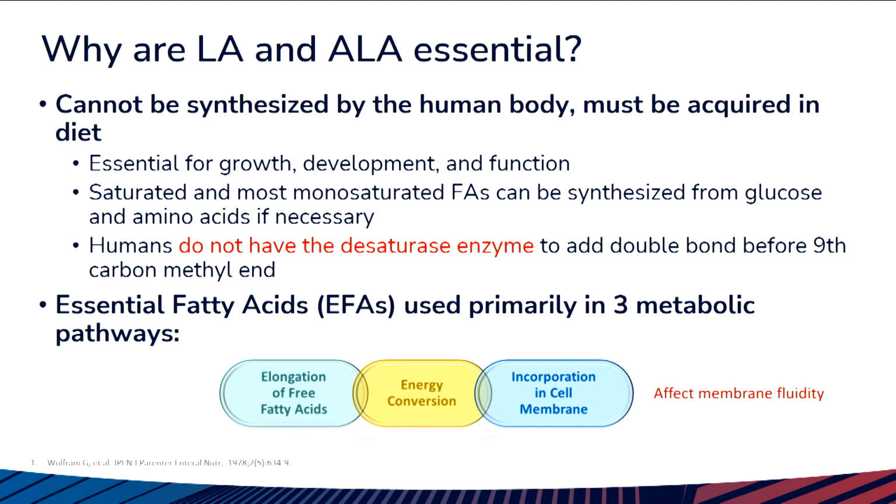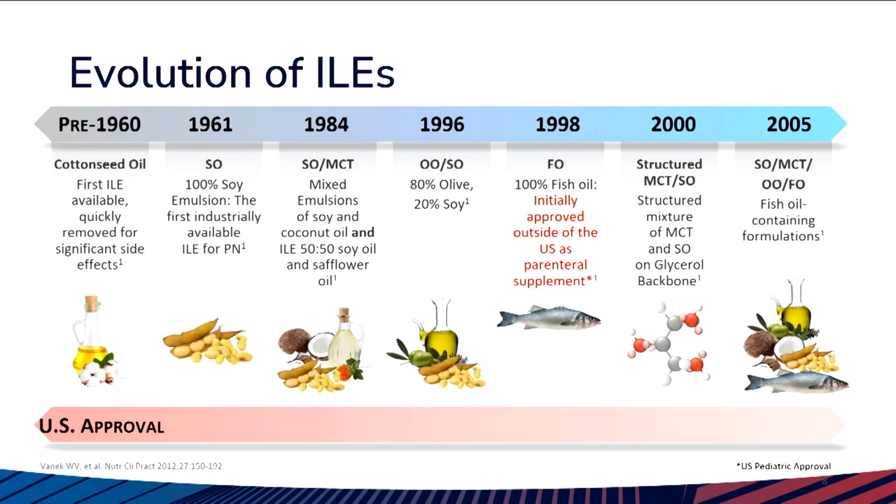And they're primarily used in 3 metabolic pathways. Obviously, the elongation of free fatty acids, which we saw on the previous slide, energy conversion, and then they get incorporated into the cell membrane, and that affects that membrane fluidity within the body.